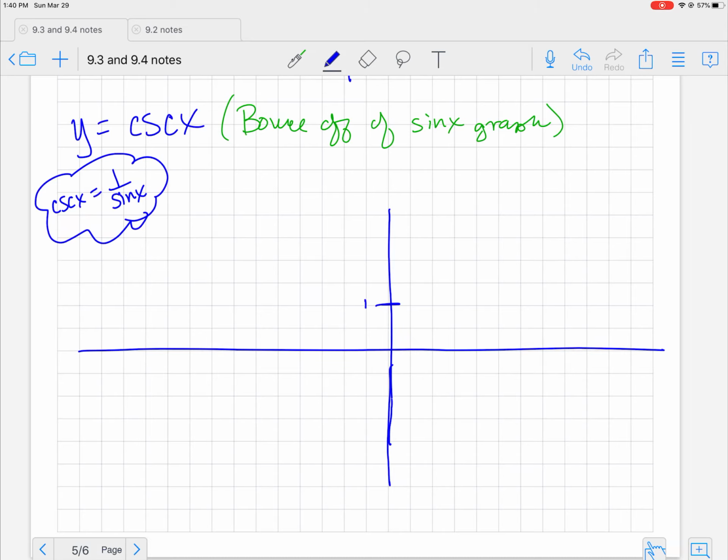Anytime you have that, then you just bounce off of that one. Okay? Let's make our graph again. I'm making this a little bit longer just because we know we bounce off of it. So I have to have that extra space. So there's 1, -1, same thing, pi over 2, pi, 3 pi over 2, 2 pi.